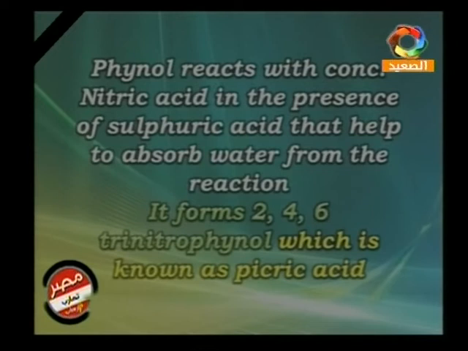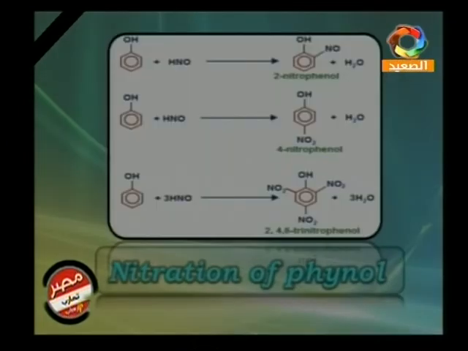That helps to absorb water from the reaction and form 2,4,6-trinitrophenol, which is known as picric acid. Nitration of phenol: here we have the reaction. Phenol plus HNO3 gives 2-nitrophenol. The hydroxyl group stays in its place, doesn't move or get replaced. And we have NO2, which makes the reaction and substitutes one hydrogen atom.